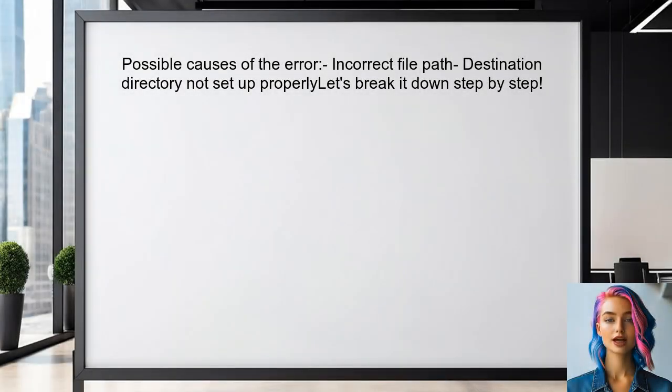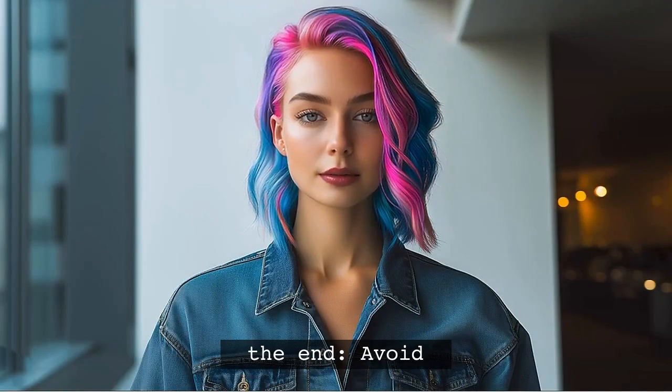So, what could be causing this error? It often happens when the file path is incorrect or the destination directory isn't set up properly. We'll break it down step by step to help you understand what's going on. And stick around. I have a crucial tip at the end that will help you avoid this issue in the future.